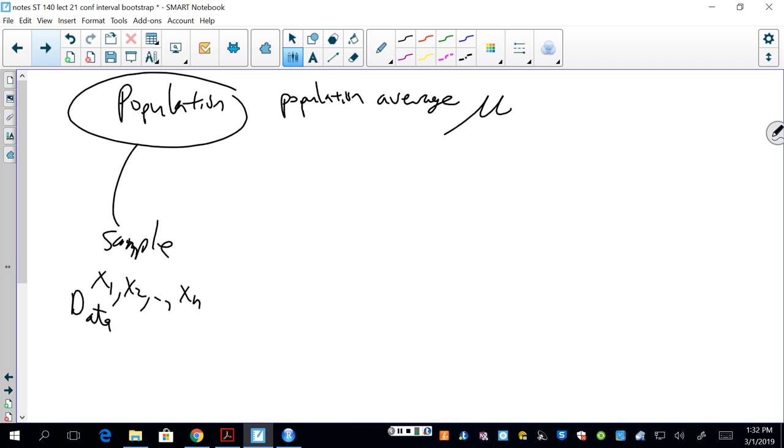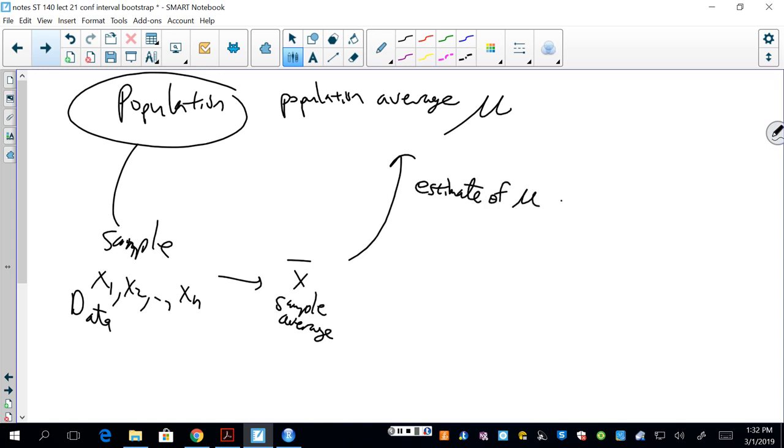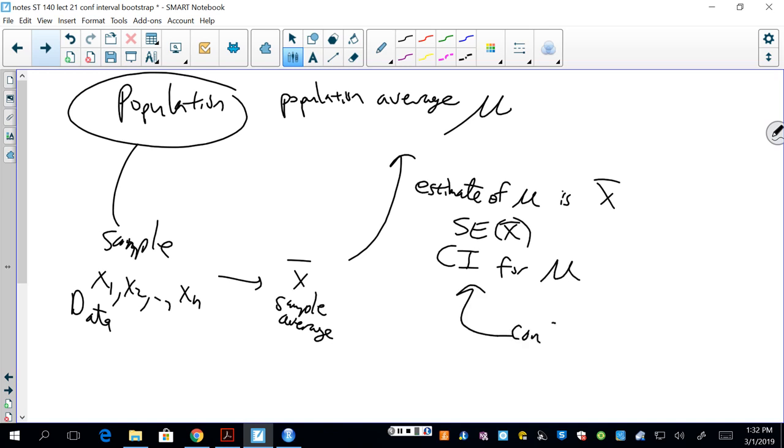And we're going to take the average of those, right? Just record a sample average. And that's our estimate of mu. Mu is estimated by this value of X bar. But we don't expect to hit it exactly. And to reflect the uncertainty in that, we're going to put a confidence interval about it. The standard error of X bar, we're going to talk about what that is. And then we're going to use that to make a confidence interval for the population mean. And the CI is my abbreviation for confidence interval.